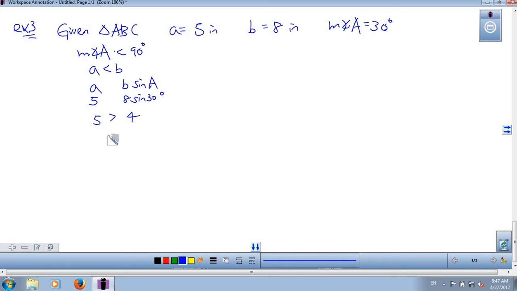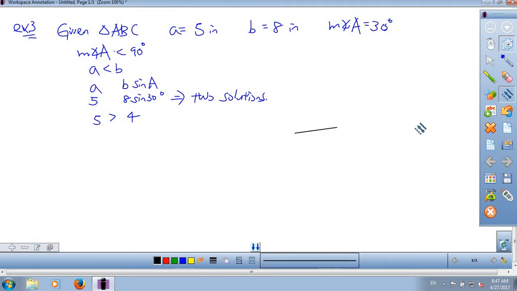So a is greater than b sine A. That means we have 2 solutions. I want to show you how to approach 2 solutions. So let's draw a triangle here. We know a is 5, and b is 4.